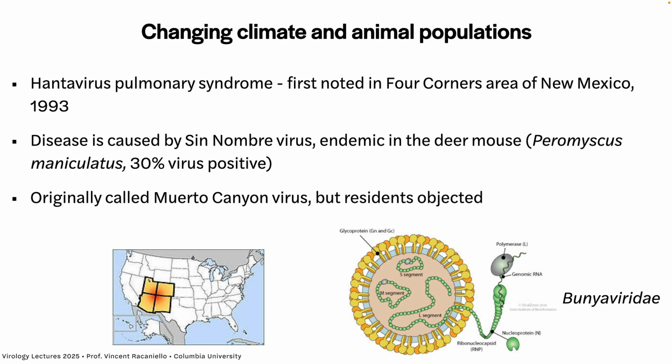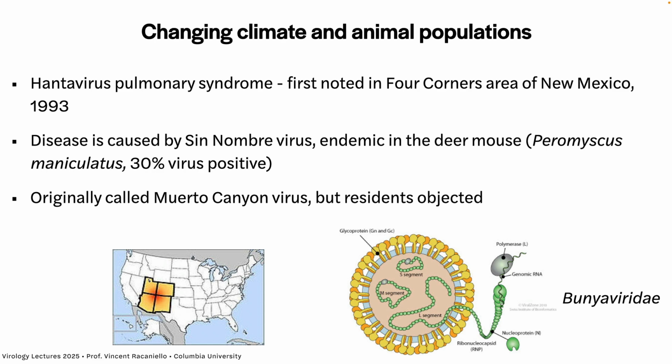By the way, when they first identified the virus, the CDC isolated it in a town called Muerto Canyon. So they were going to call it Muerto Canyon virus. And the residents of Muerto Canyon did not like that idea. So the CDC tried a few other names. They didn't like any of them. So they called it Sin Nombre, which means no name, which I think is a nice show of how the CDC used to have a sense of humor. Now they don't because everyone's getting fired, right? Hantavirus is a bunyavirus, an enveloped virus with 3 ambisense RNA segments.